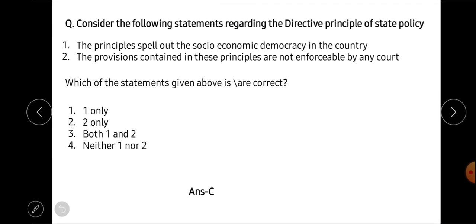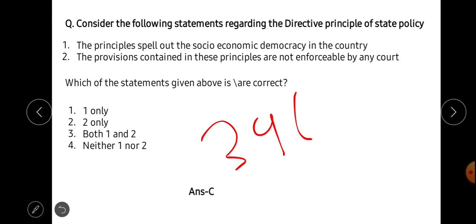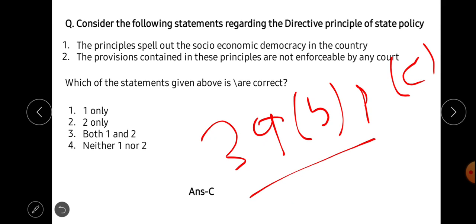Let's make out one thing. The word socio-economic democracy was spelled out in the directive principles of state policy because it provides for the idea of welfare of the state, and it also provides the rights of children and working women, and also aims to minimize the inequality in income, which is mentioned in article 39 B and C. So that's why option 1 is correct.